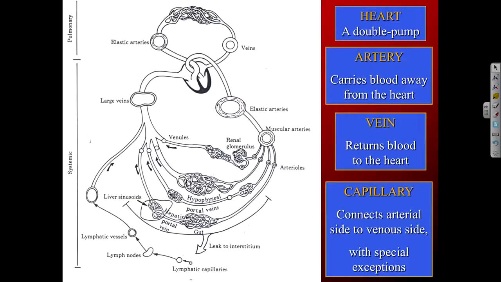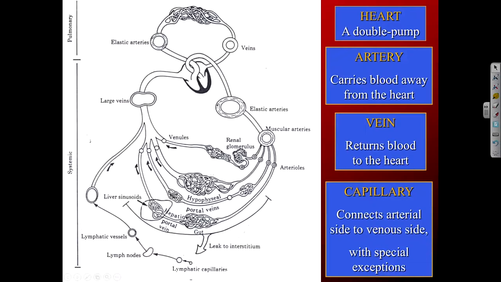Okay, so if we look at the cardiovascular system, there's actually two circulations. There's the pulmonary circulation and the systemic circulation. So first the systemic circulation. From the left ventricle, the blood is pumped from the heart into the aorta, which is the largest of the arteries, and then it goes down through progressively smaller arteries: the larger arteries are elastic arteries, then muscular arteries, arterioles, and eventually into capillaries, which allow for the distribution of fluid into and out of the capillaries in and around the various organs and tissues.